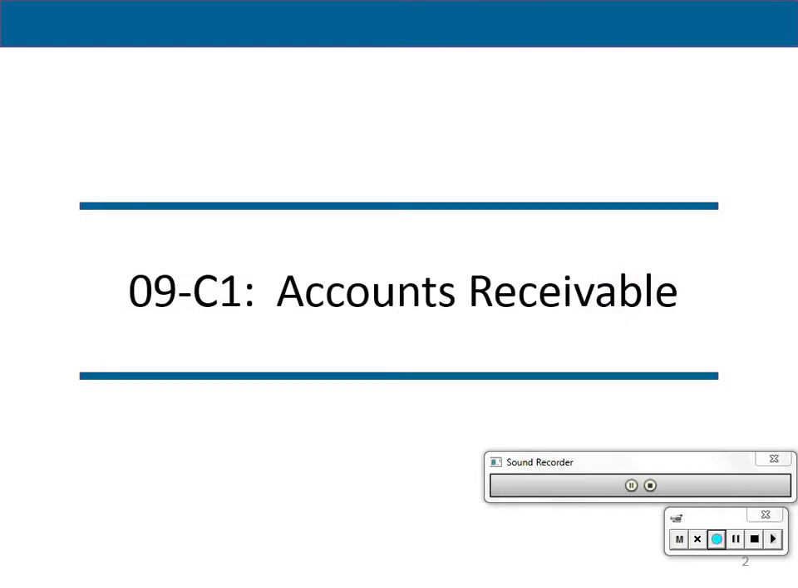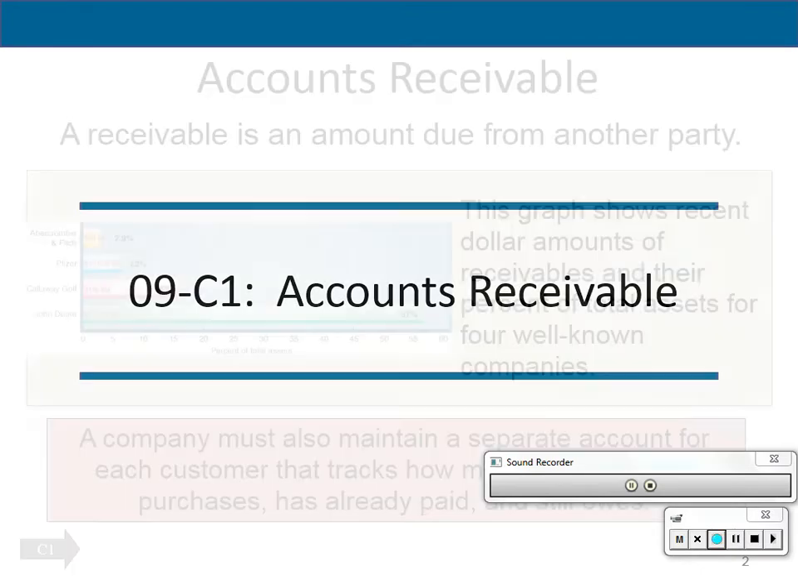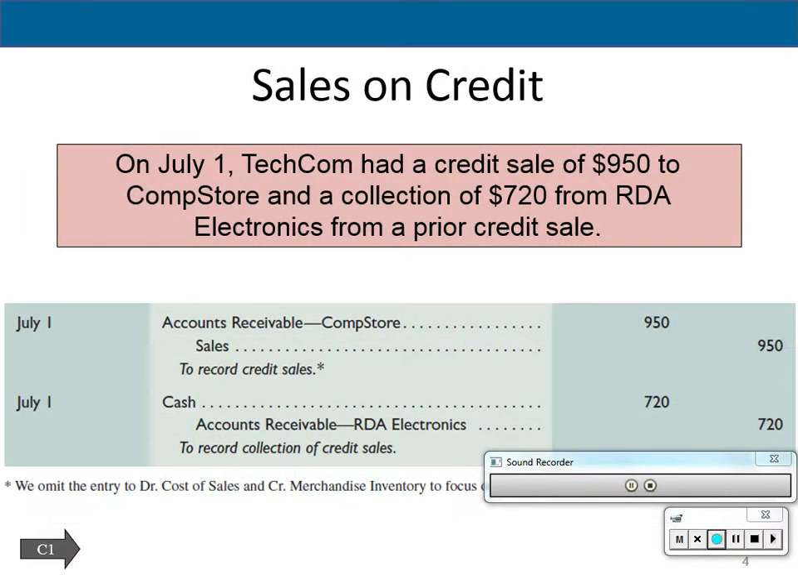Accounts receivable. We taking note because we got to run through. It's 10:53. So we already know what accounts receivable is, right? And we know selling on credit. This particular example, it says sales on credit. July 1st, TechCom had a credit sale of $950 to Comp Store and a collection of $720 from RDA Electronics for a prior credit sale.